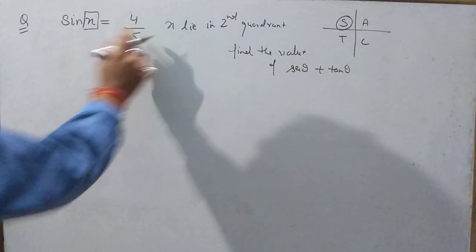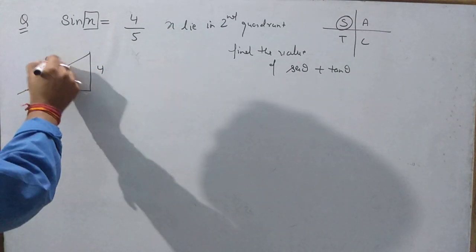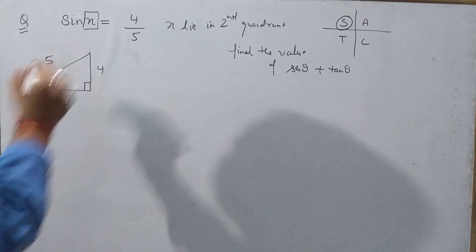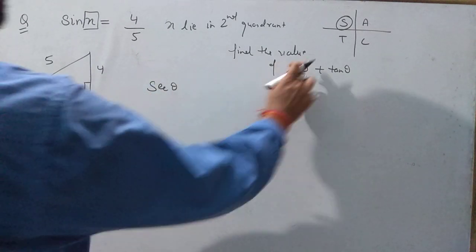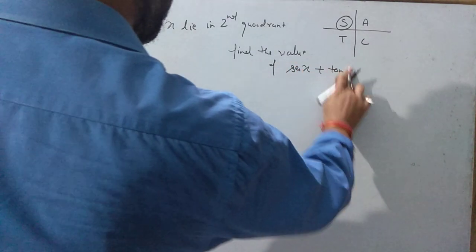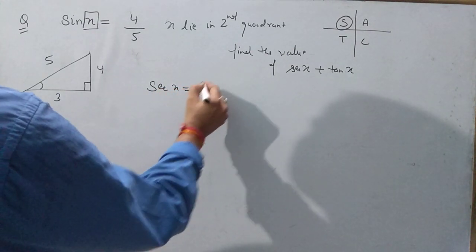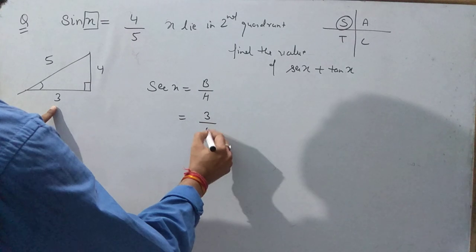First of all, this is 4 upon 5. We will draw a triangle like this, this is 4 and this is 5. Perpendicular upon hypotenuse, the base is coming 3. Now, we want the value of sec x and tan x. Sec means base upon hypotenuse. The value of base is 3, hypotenuse 5.